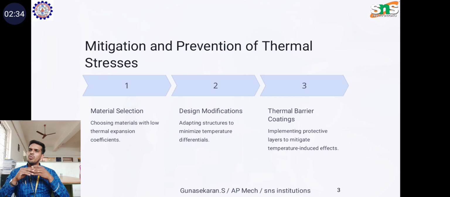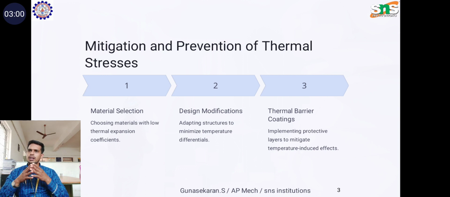Optimization of component geometry and employing thermal barriers further reduce thermal stress effects. Monitoring and controlling operating temperatures as well as implementing cooling or heating systems can also mitigate thermal stress.